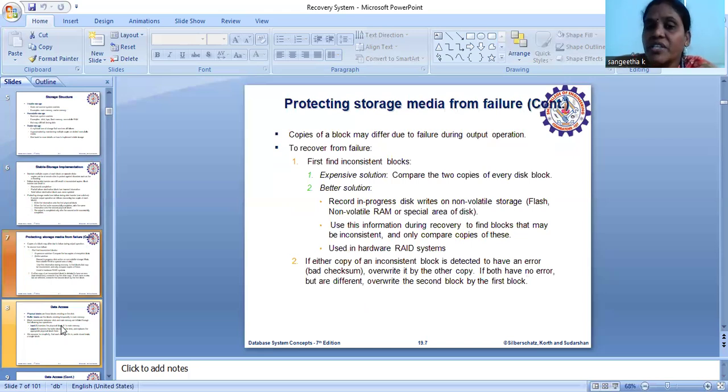Protecting storage media from failure continued: copies of a block may differ due to failure during an output operation. To recover from failure, first find the inconsistent blocks, which is an expensive solution. A better solution is to record block writes in progress, and compare only those copies that may be inconsistent, updating them. If either copy of a block has a detected error, it is overwritten by the other copy. If there is no error and no difference, you can keep it.